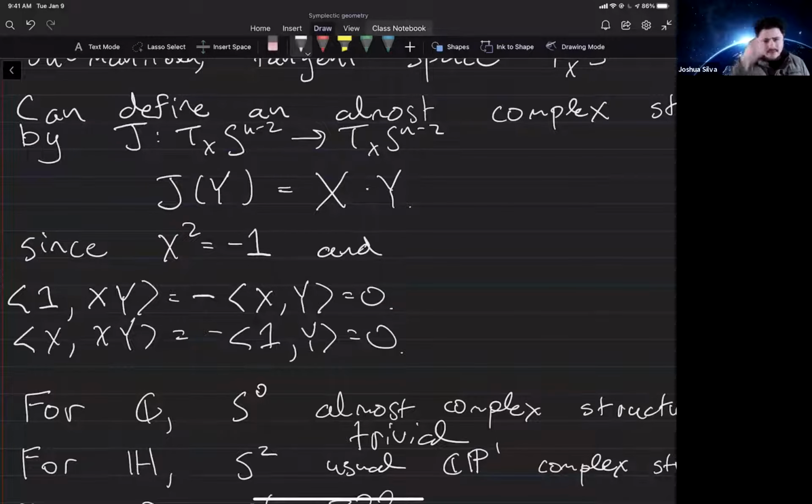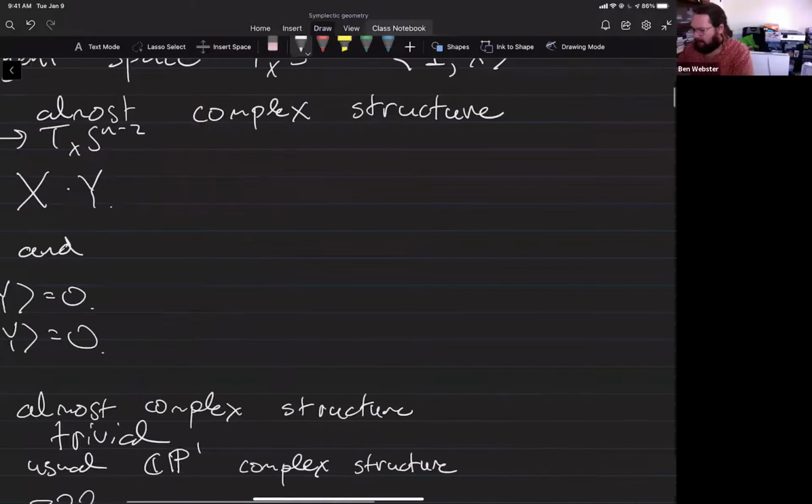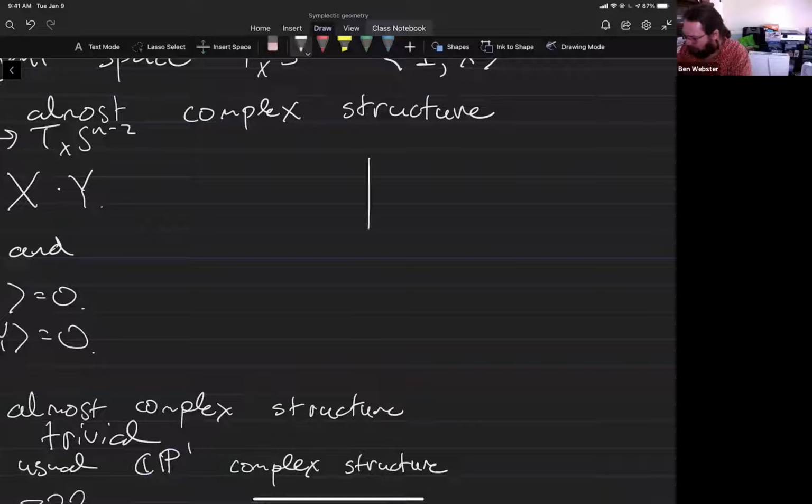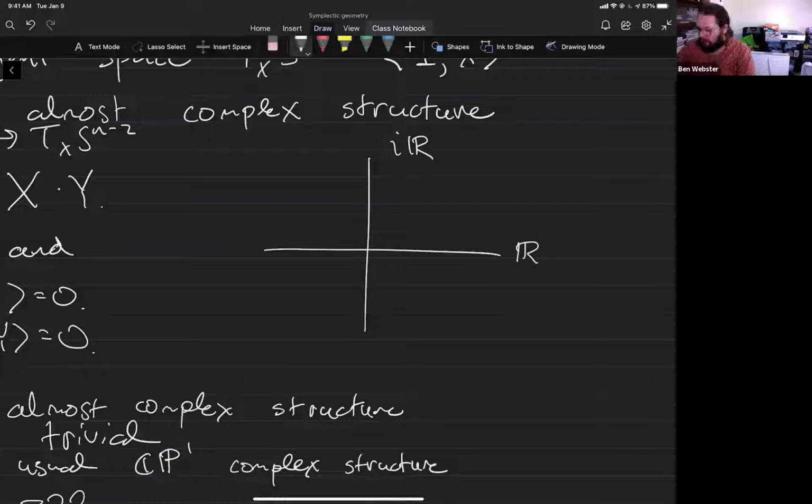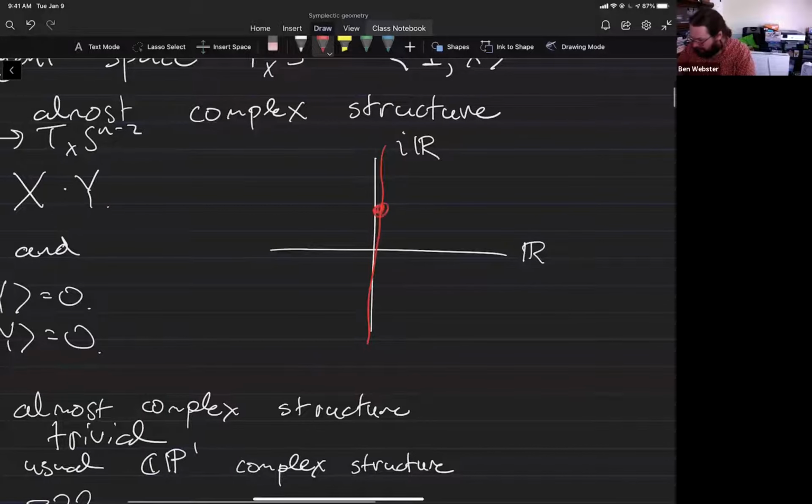So are we looking at the unit sphere inside of the imaginary subspace or inside the whole thing? Yeah, inside the imaginary. So it's useful, even though it's a bit silly, to think about the example of C. So here's C, here's the real axis, here's I times the real axis. So the imaginary subspace is this guy. And then the unit sphere is going to be the points I and -I.